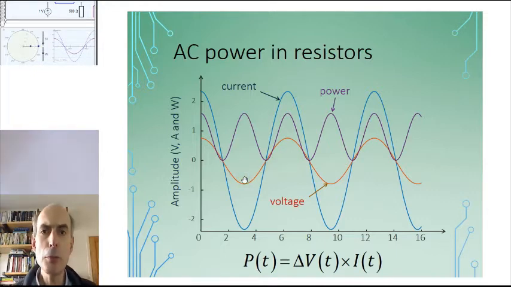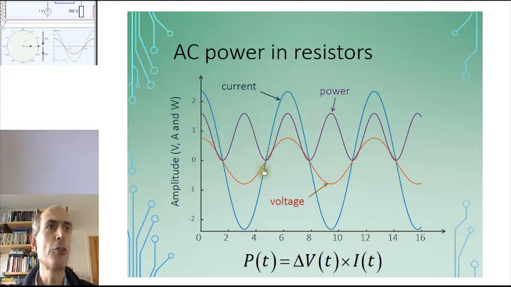And if we multiply the voltage and the current together, that will give us the instantaneous power, the power being dissipated in the resistor at any instant in time. And if we plot that, just the voltage times the current, we end up with a curve like this purple one, the power. You'll notice that it's oscillating at twice the frequency that the voltage and the current are oscillating at. And that's a direct result of a simple trigonometrical identity.